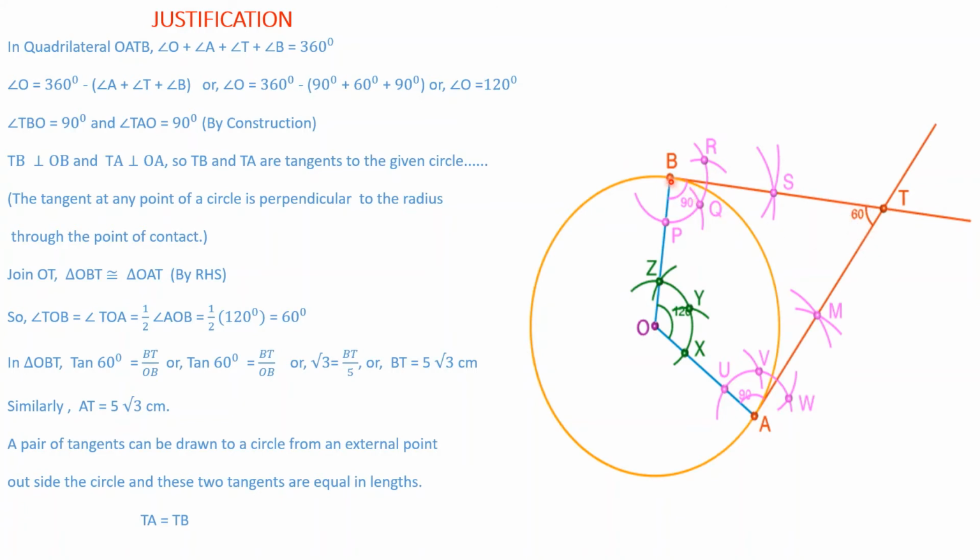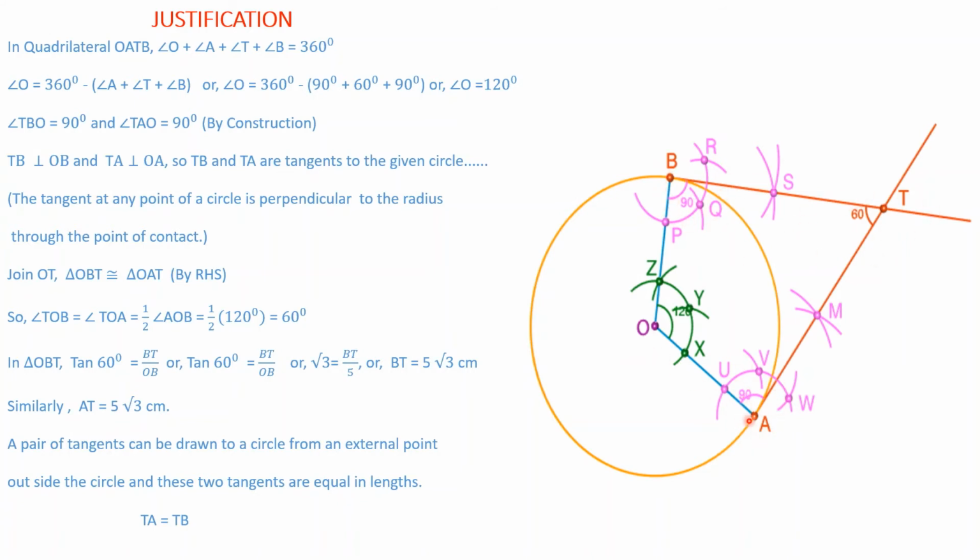Now see in this quadrilateral BOAT, angle T is 60 degrees, which is given, and OB is the radius and BT is a tangent. So the radius is perpendicular to the tangent through the point of contact. So this is 90 degrees. Similarly, this is a tangent. Tangent at any point on the circle is perpendicular to the radius through the point of contact. So this is also 90 degrees. So this is 90, this is 90 and 60.